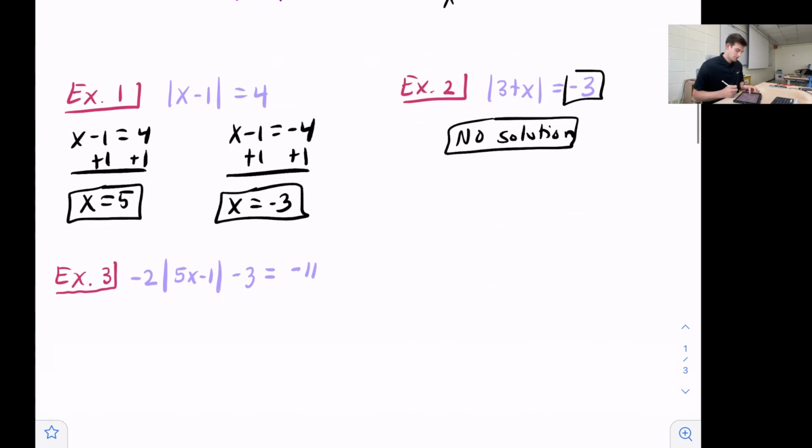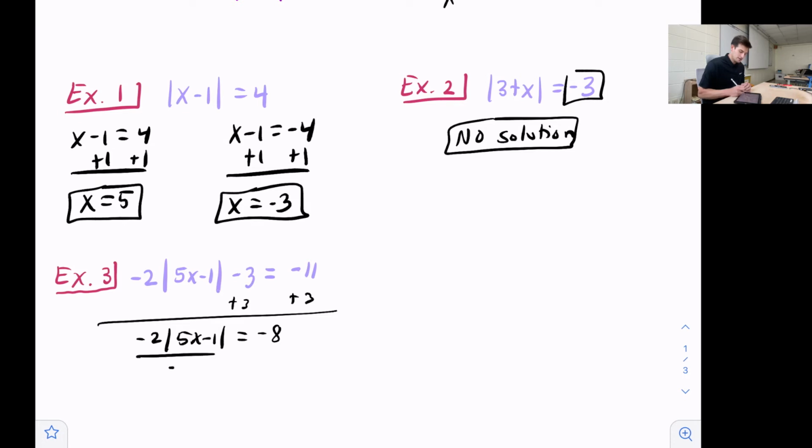All right, look at example 3. We have a couple operations happening to our absolute value. So let's undo those by inverse operations, and then we'll get that absolute value by itself. Let's go ahead and add 3. So we get negative 2 times the absolute value of 5x minus 1 equals negative 11 plus 3, which gives us negative 8. Now let's divide both sides by negative 2. So now we have absolute value of 5x minus 1 equals positive 4.